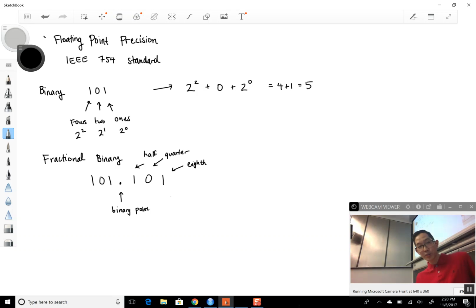Okay, and then so this number would now be 5 plus 1/2 plus 1/8, and so this would be 5 and 5/8, so 5.625. This is the binary equivalent of that. Okay. All right. Is that okay? We have a fractional binary. So maybe we want to be able to store a number like this in our computer.